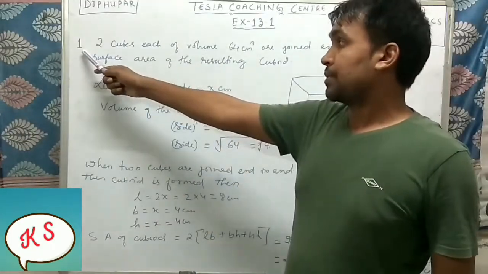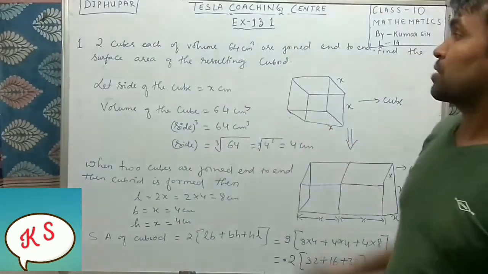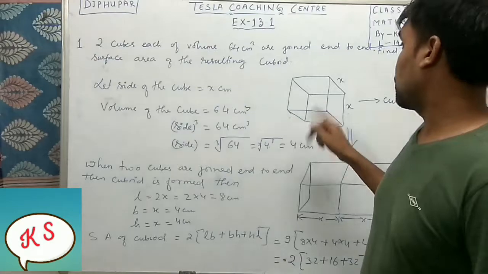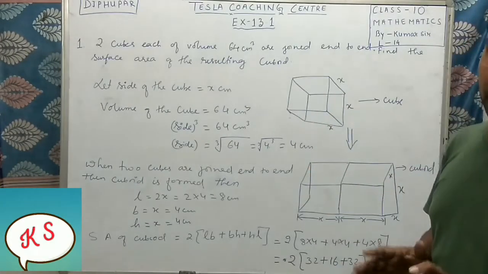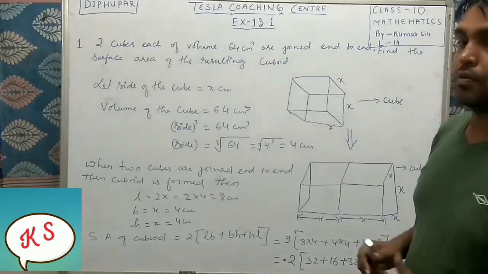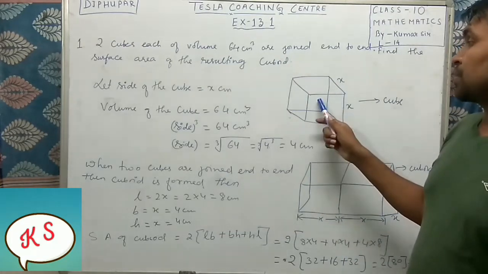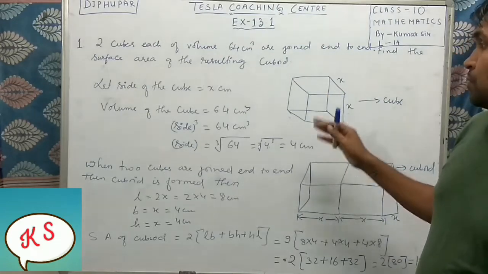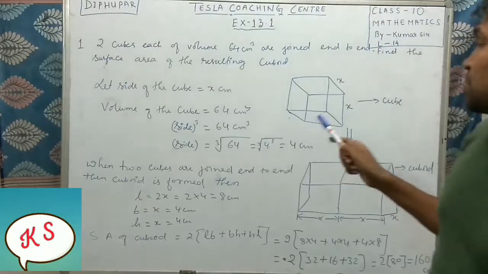So question number 1 is: two cubes each of volume 64 centimeter cube. There are two cubes. This is the cube. The diagram may not be accurate, so please all of you try to draw by yourself properly. So this is a cube, like this kind of cubes there are two. Two cubes, each of volume 64 centimeter cube.